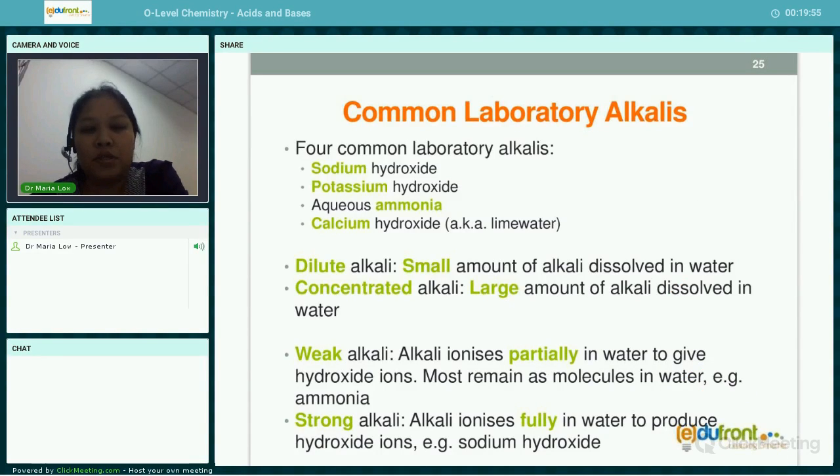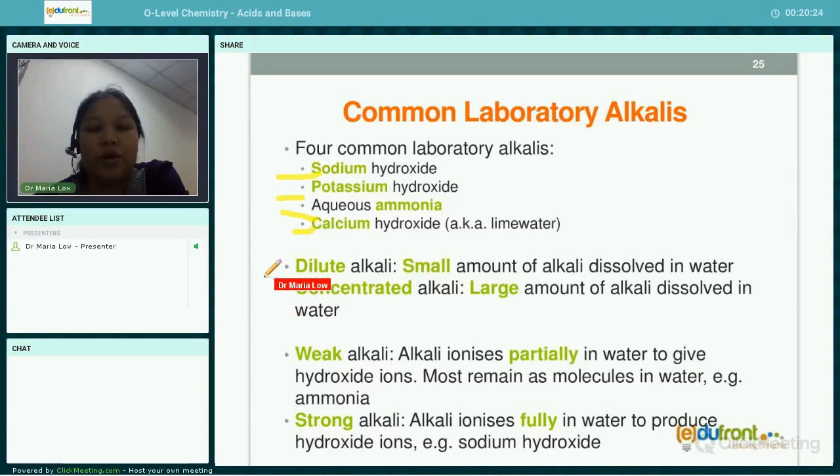Now let's take a look at some common laboratory alkalis. There are four kinds of common laboratory alkalis. The first one is sodium hydroxide, the second one is potassium hydroxide, the third kind is aqueous ammonia, and the fourth one is calcium hydroxide, which is also known as lime water that we saw earlier on. And this lime water, if you recall, is actually used to test for presence of carbon dioxide gas.